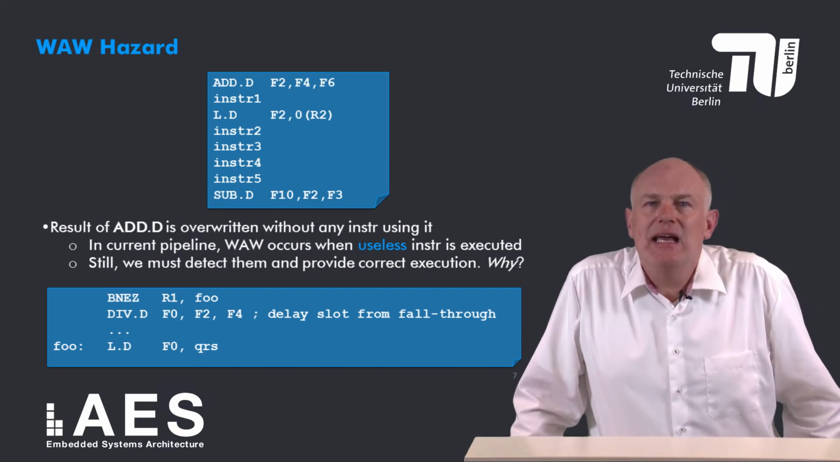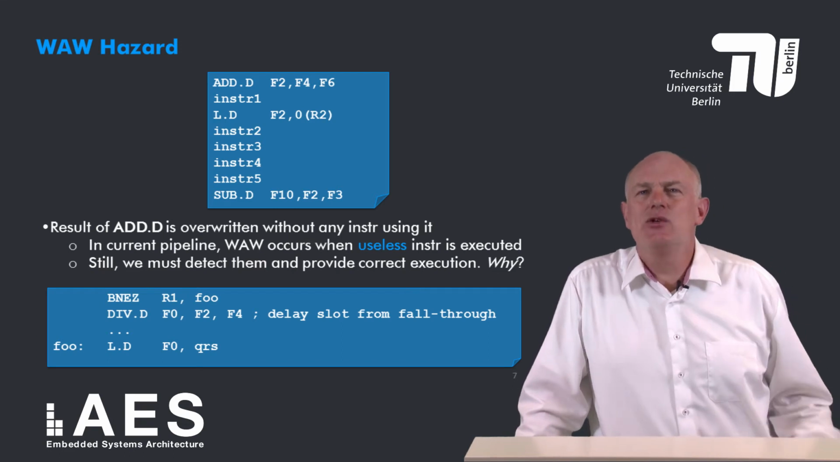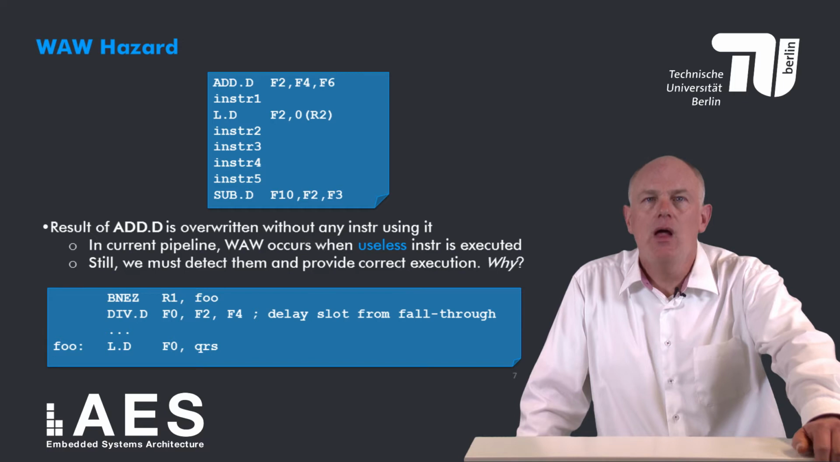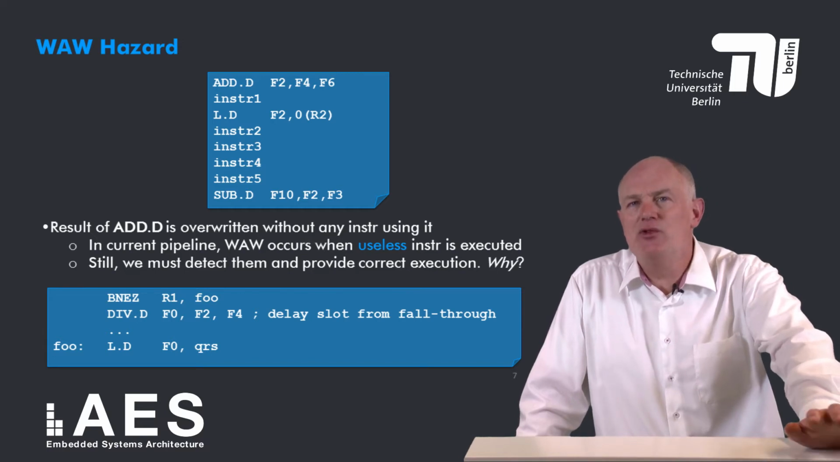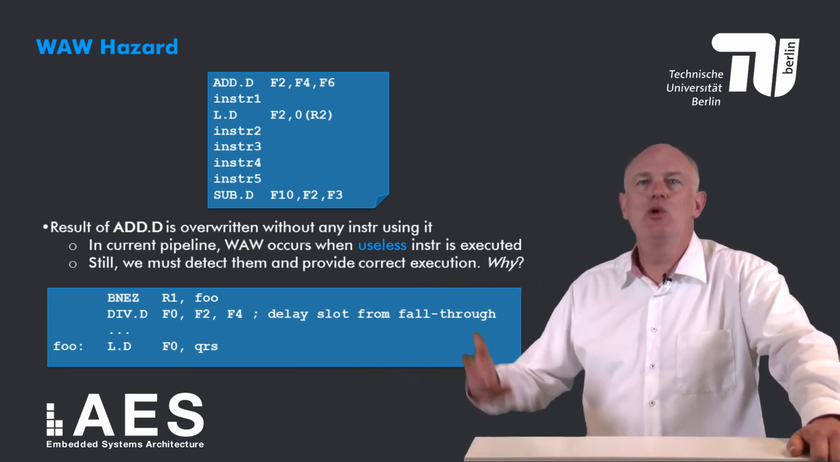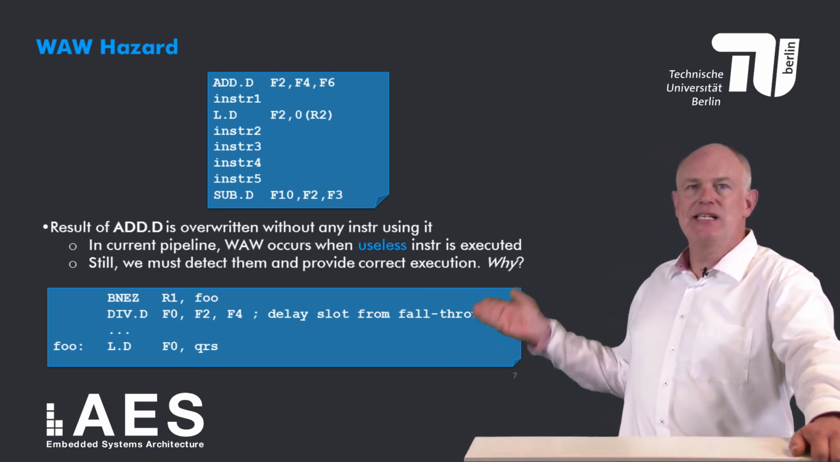Don't panic if you didn't find the answer. It's quite intricate. It has to do with the famous branch delay slot. The compiler might move an instruction into the branch delay slot that is useful on one branch path, but useless on the other path. This is illustrated in this example.